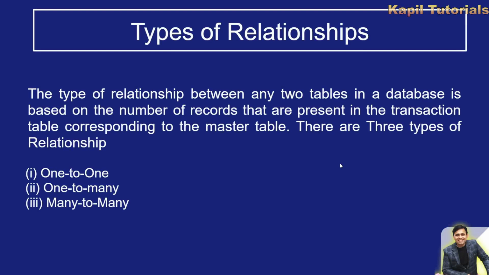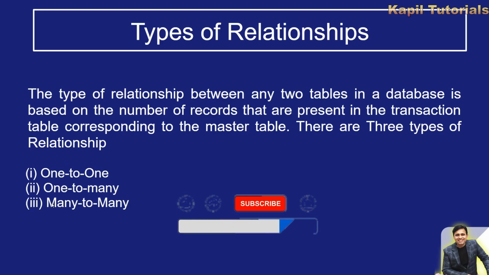Now, types of relationship. This is also important for theory exams. The type of relationship between any two tables in a database is based on the number of records that are present in the transaction table corresponding to the master table. I told you that there should be some common field, and how many records are common also is important. So according to that, there are three types of relationship: one to one, one to many, and many to many.